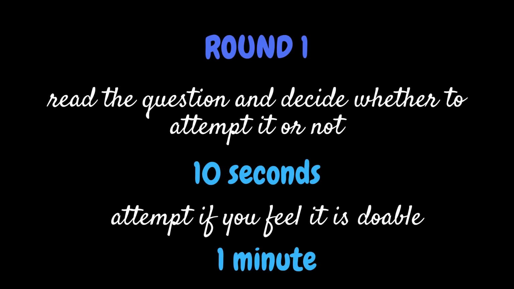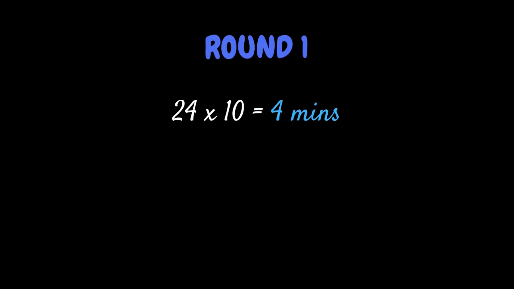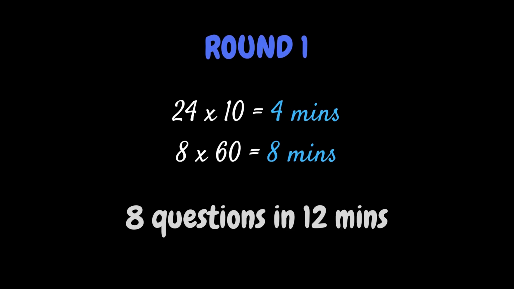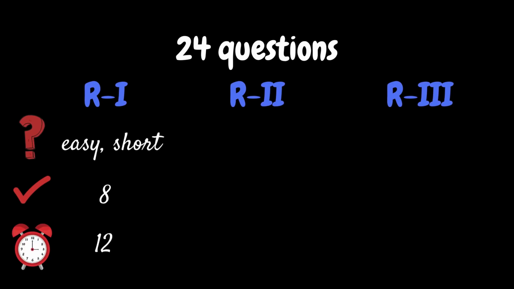So the total time that you will spend in the first round is going to be 24 into 10 seconds, which is 4 minutes. And similarly, let's assume that by the end of this first round, you're going to be able to attempt 8 easy or short questions, which is not a very big number. So you would have 8 questions into 1 minute, another 8 minutes. So in the first round, you would have spent 12 minutes in total. And by the end of it, you would have attempted 8 questions. So that's the end of round one.